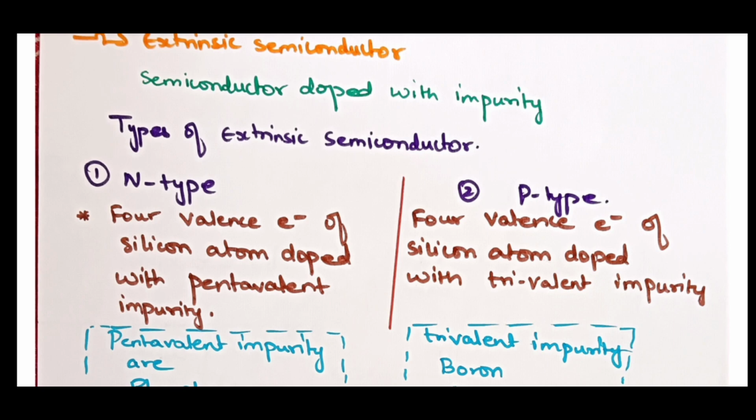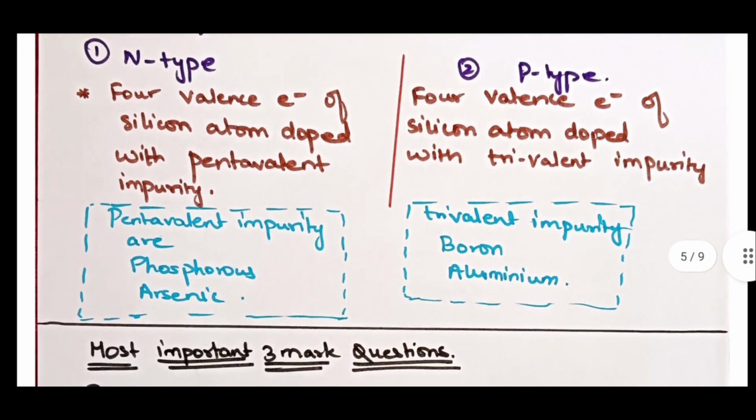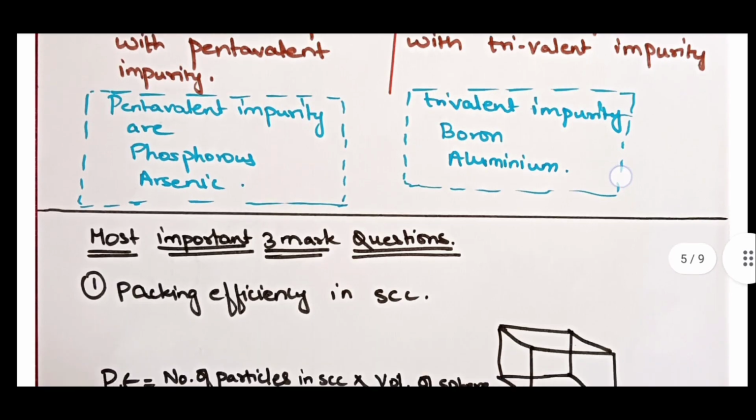In N-type, the 4 valence electrons of silicon atoms are doped with a pentavalent impurity. If you dope a pentavalent impurity with silicon, one extra electron remains mobile, so it is ready for conduction. Whereas in P-type, silicon with 4 valence electrons is doped with a trivalent impurity. Here the majority carriers are holes, whereas in N-type the majority carriers are electrons. Examples of pentavalent impurities are phosphorus and arsenic. Trivalent impurities are boron and aluminium.